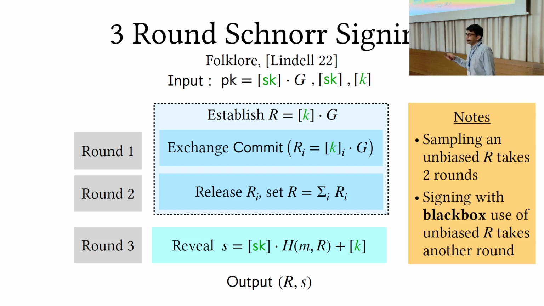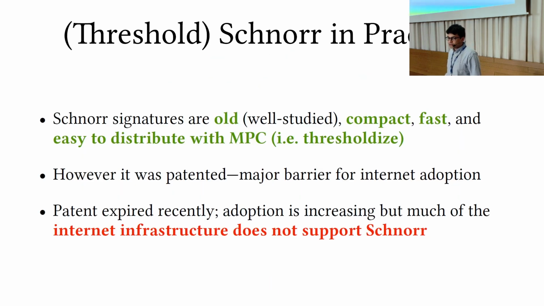Assuming that we're making black box use of all the underlying things, it seems that this, at least the simplest possible way to do this, takes a couple of rounds. And then on top of the two rounds to sample the nonce, there's one round to reconstruct the signature itself. So this is Schnorr. So Schnorr is great. It's old, which is good in cryptography. The signatures are compact and fast, and of course, it's MPC friendly, as you just saw.